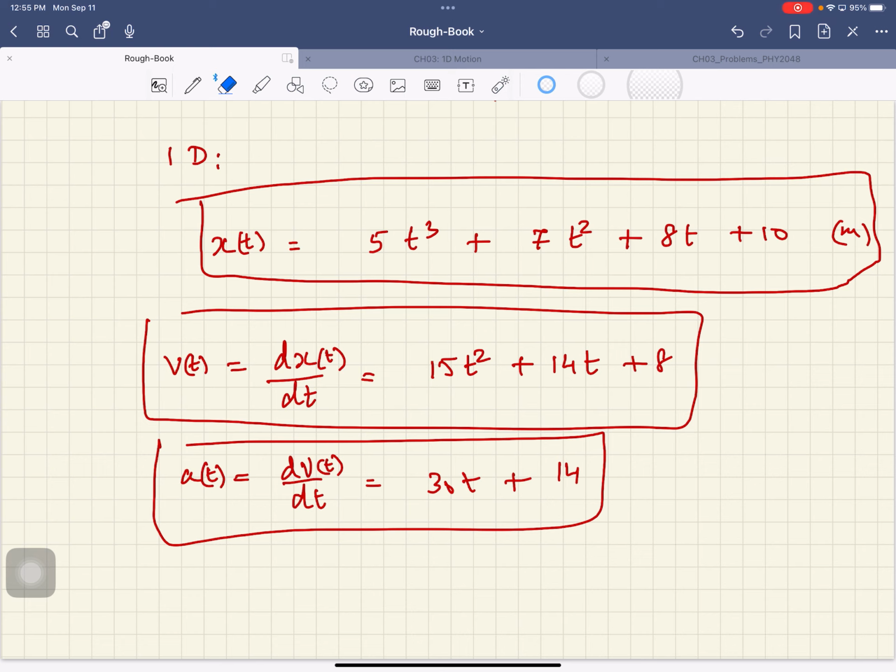Question: since there's no exponent for the 10, there's no t next to it. The derivative of a constant is 0.